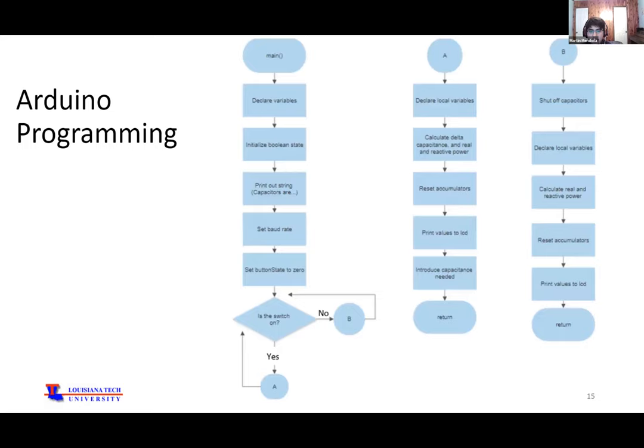Our program utilizes a whisker switch to transition between two states, A and B, when the switch is pressed. Both states will measure the single phase capacitance required, the real and apparent power, the RMS voltage and current, and calculate the power factor. These values are then printed to the LCD. However, the difference between state A and B is that in state A, the capacitors will be introduced and the new values are calculated. And in state B, the capacitors will be shut off and it will recalculate the values again and print them to the LCD.